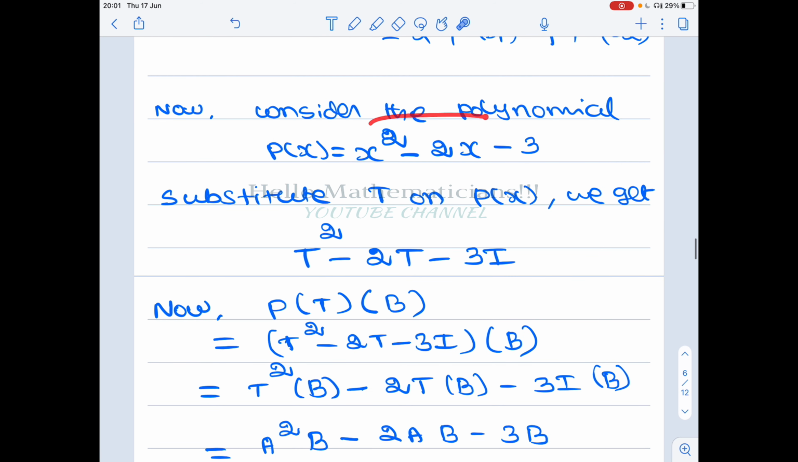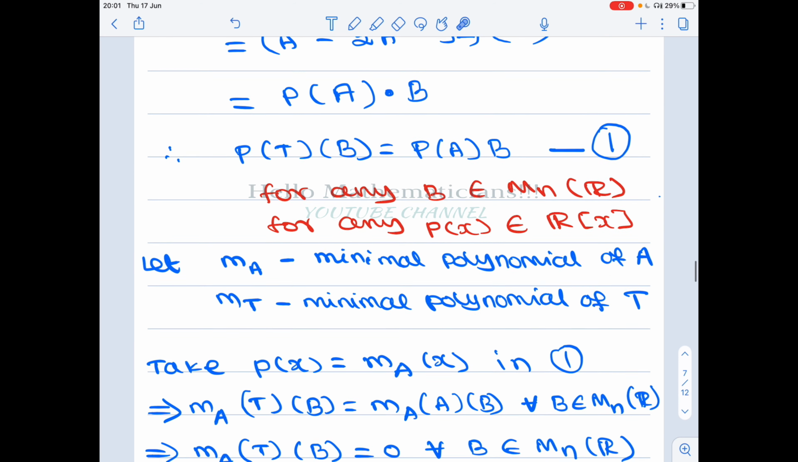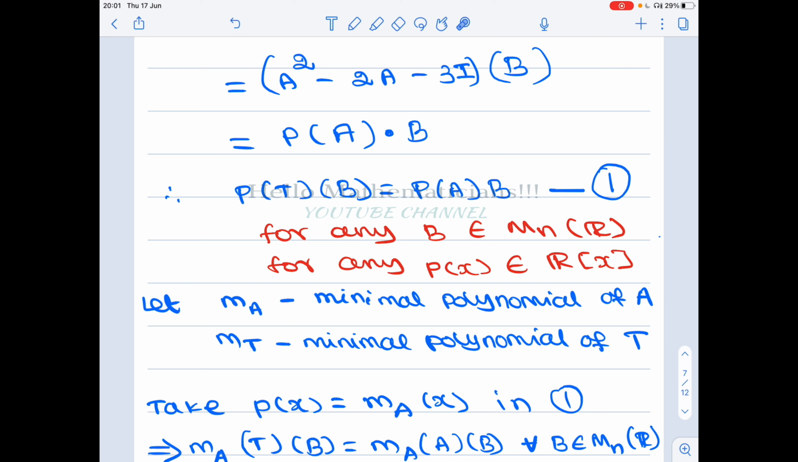To show one example, I have taken the polynomial x square minus 2x minus 3, but the same proof will work for any polynomial, and this matrix B is also an arbitrary matrix. So with the same proof idea, we get this equation for any B belonging to M n R, for any p of x belonging to R of x, where R of x is the set of all polynomials with real coefficients.